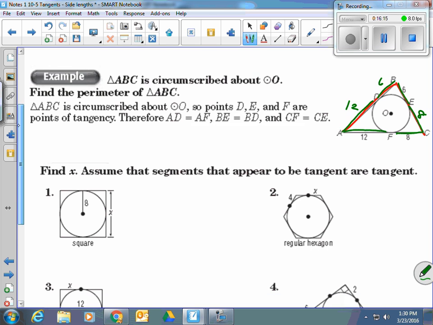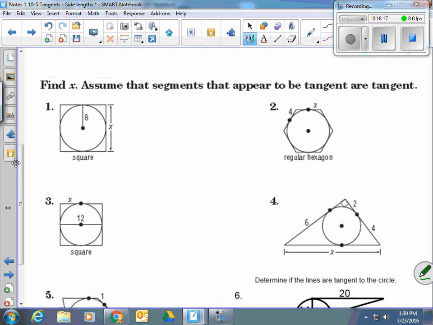So look at number 1. What would we call this piece right here? Radius. Right? What would I call this piece right here? Diameter. So how big is the whole thing? 16. Very good.